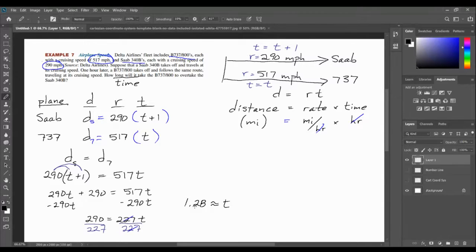So it took 1.28 hours for the 737 to catch the SOB after the 737 took off. So the SOB has been flying for 2.28 hours. But that gives us our time, and that would be our solution.